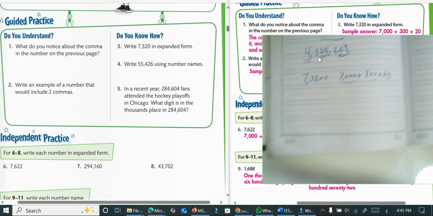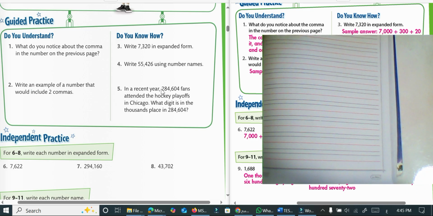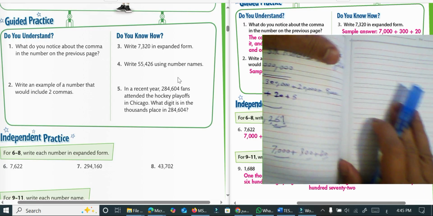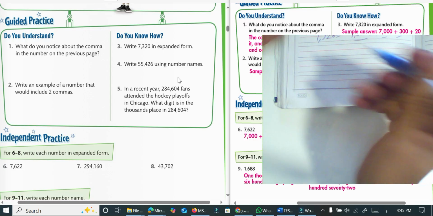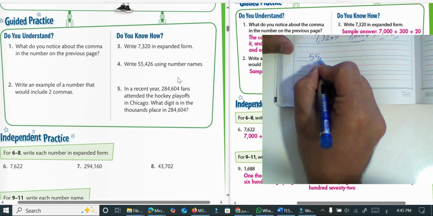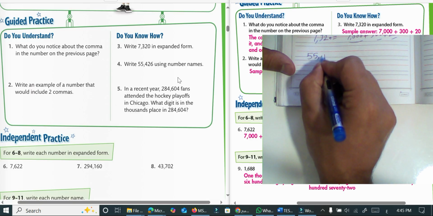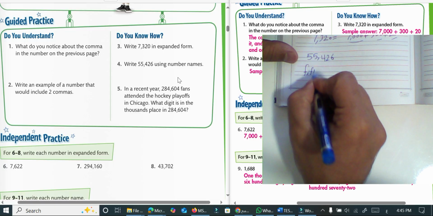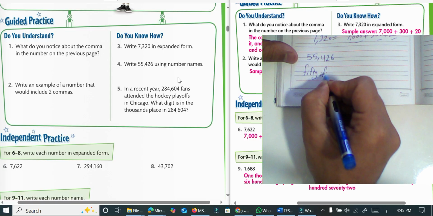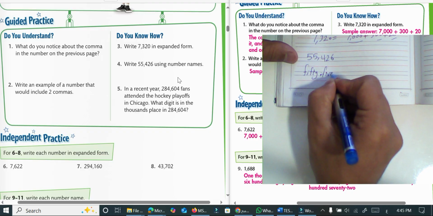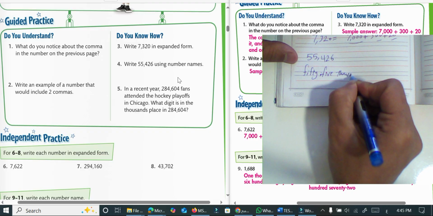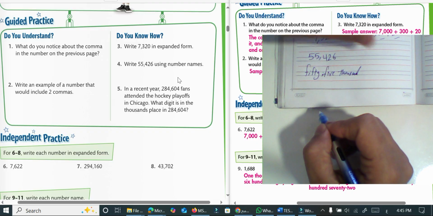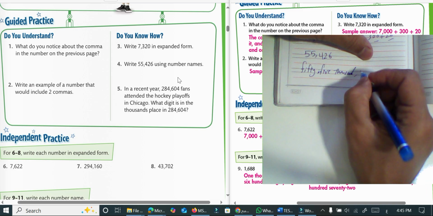Okay. Question number 4. Write this number using number names. Okay, we'll write this number here. Pay attention with me, my students. This number is 55,426. 55,000 right here. 55,426.